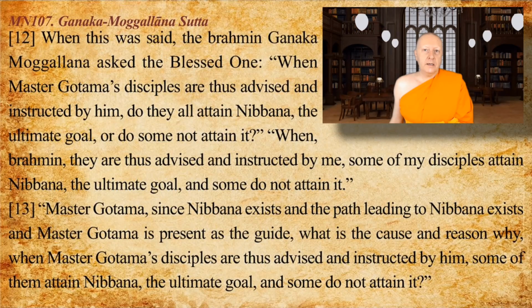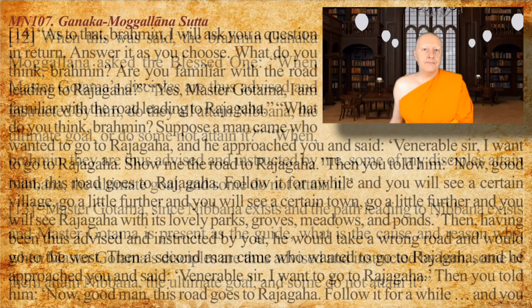So, turning to paragraph 13, we see Gaṇaka-Moggallāna asking the Buddha why some monks who follow the Buddha's teaching realize nirvana while others do not. And what was the Buddha's reply?